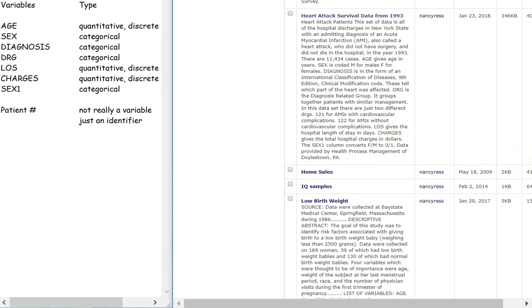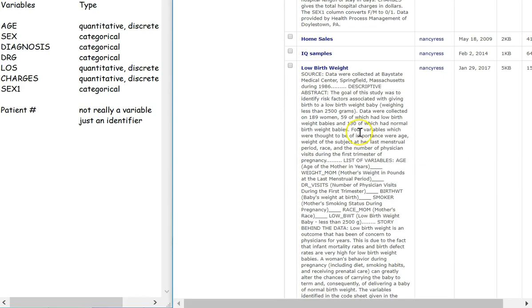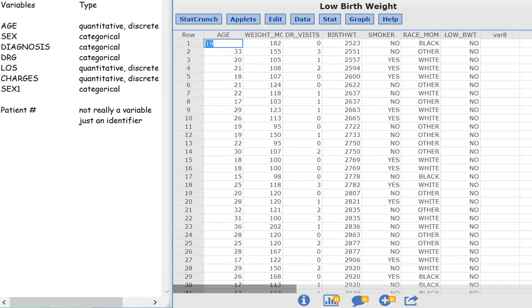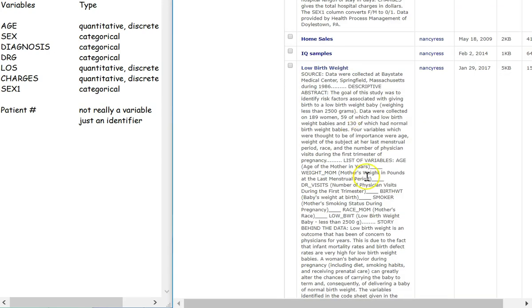Okay, now we're going to look at a different data set, and this is the low birth weight set. So again, if we want to see what some of these things stand for, if we can't tell for sure, they have a long description in here about what these different things are standing for. So again, let's go over here and list all of our different variables.